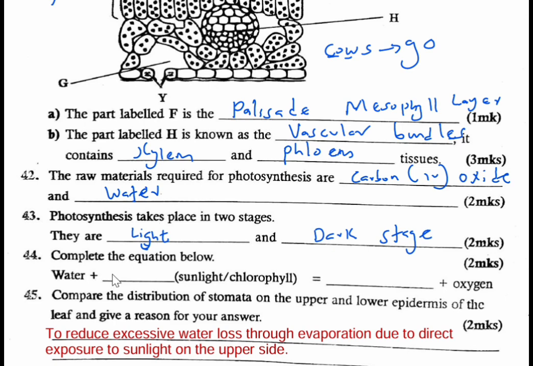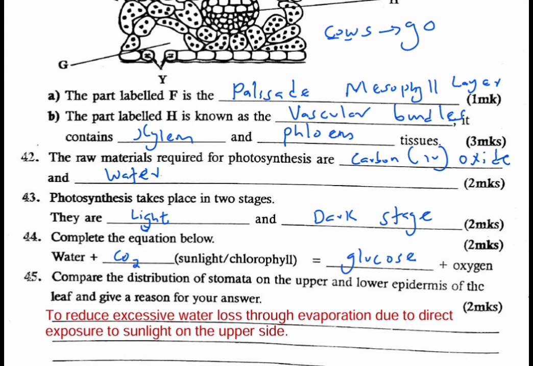So I'm going to say water plus carbon dioxide. So I'm going to write here CO2 because of space. So carbon dioxide means, and the chemical symbol is CO2. So water plus carbon dioxide. In the presence of sunlight and chlorophyll, we get glucose plus oxygen. So that is the answer to question number 44. But in exam, don't write CO2, write in full, because you can see this is a word equation. So write carbon dioxide in words.